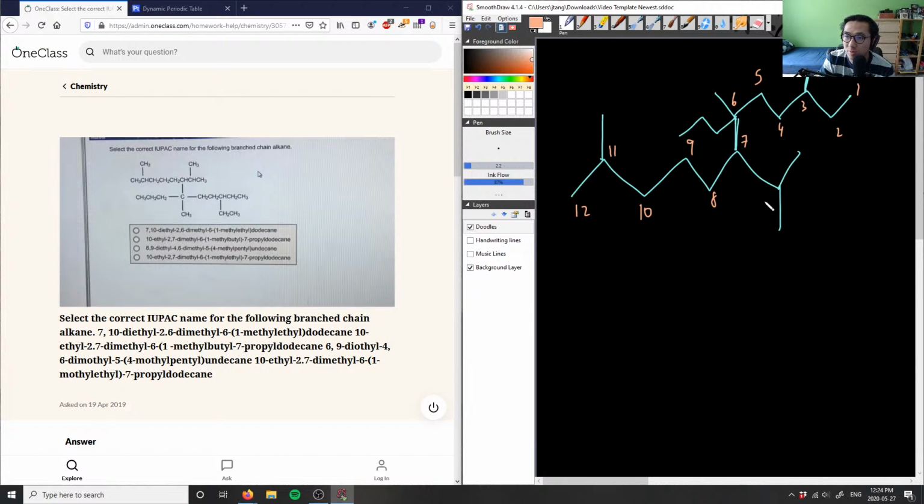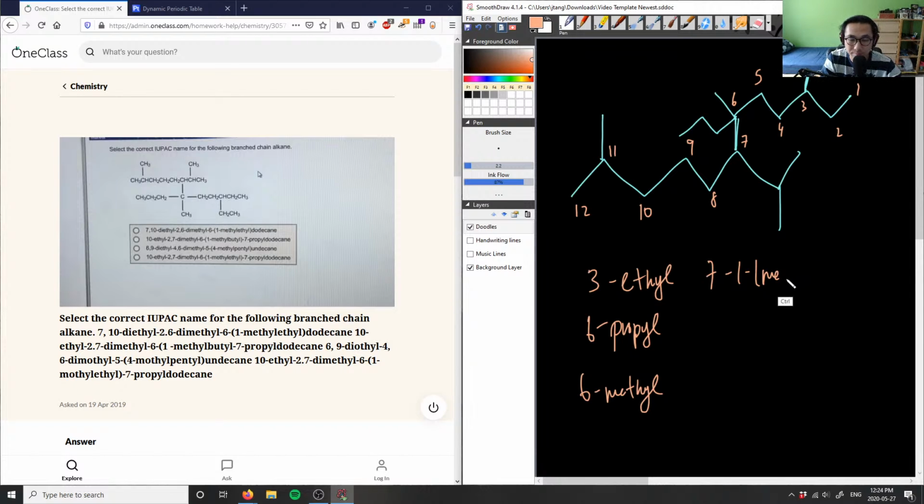And within this dodecane, let me write this down here. I'm going to have an ethyl group on carbon 3. On carbon 6, I have a propyl. This chain here is a propyl. On carbon 6, we also have a methyl group. So a methyl group on carbon 6. And then on carbon 7, we have an isopropyl, or you can say 1-methylethyl. Doesn't really matter. This is carbon 7. 1-methylethyl.